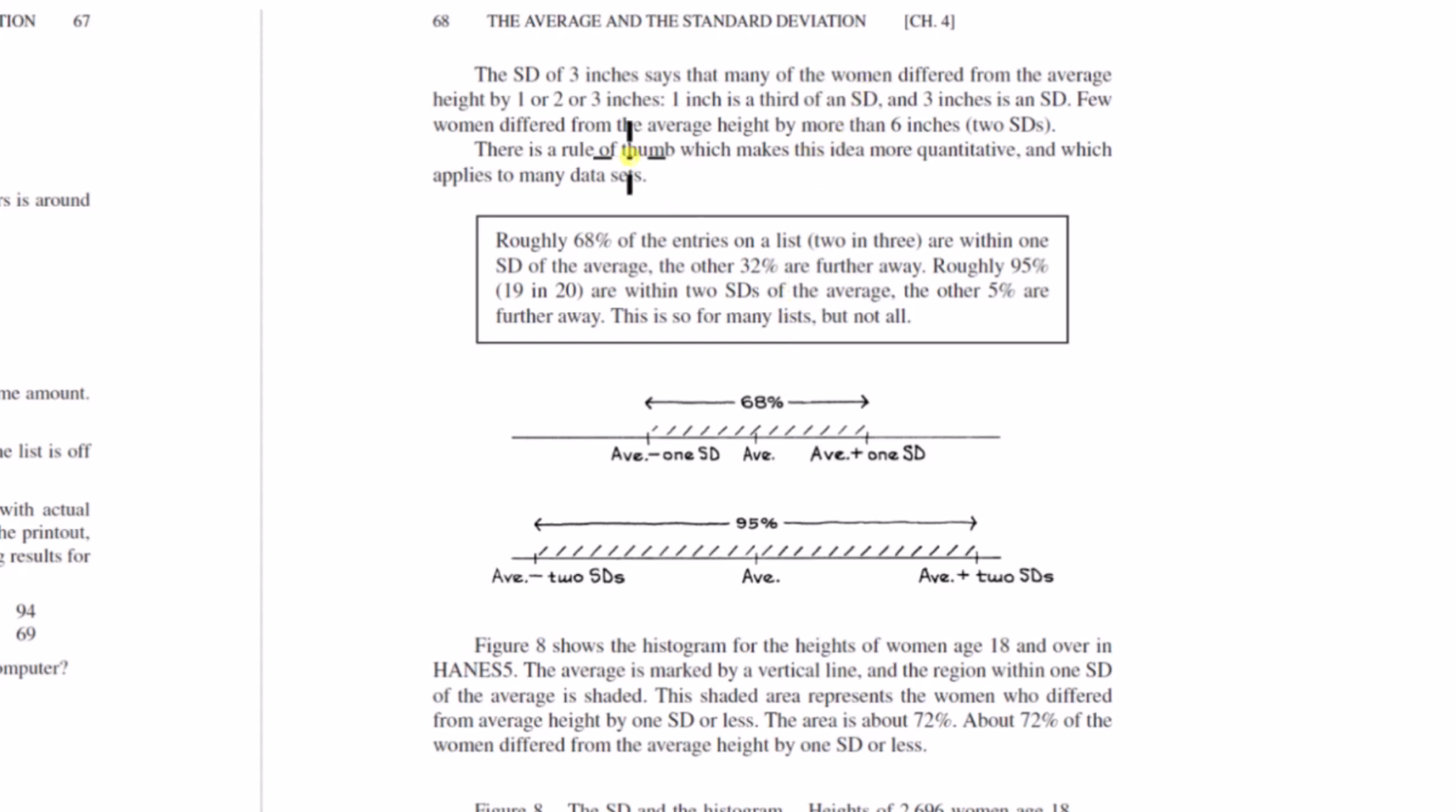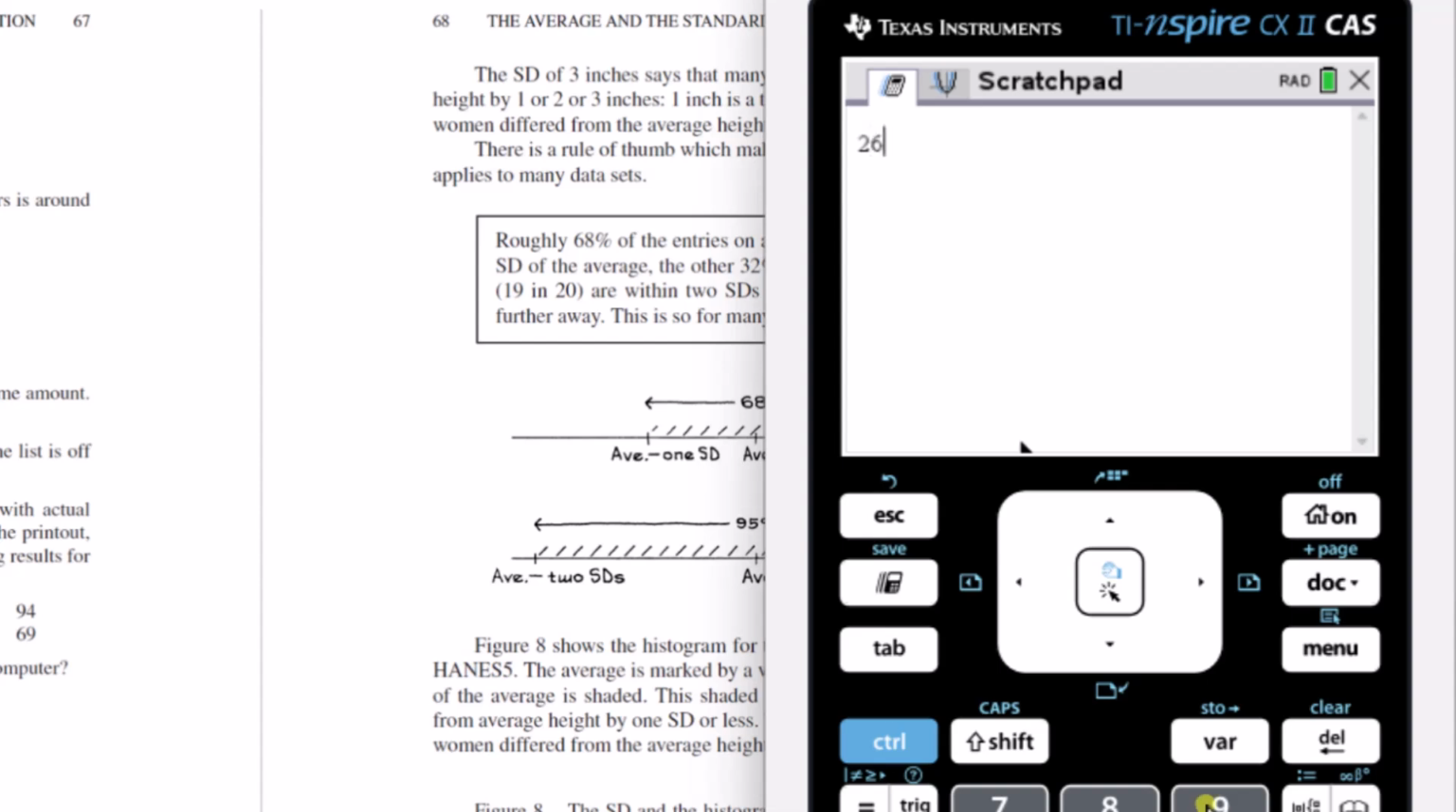So if we come back here, what they're saying is few women differed from the average height by more than 6 inches. So a woman that had a height that was 6 inches above or below the average is going to be rare, because in general, you can think about it as 5% of the entries in the list being above or below 6 inches. There were 2,696 women. If we take 5% of that, in general, around 135 women are going to have heights that are 6 inches above or below 63.5 inches.